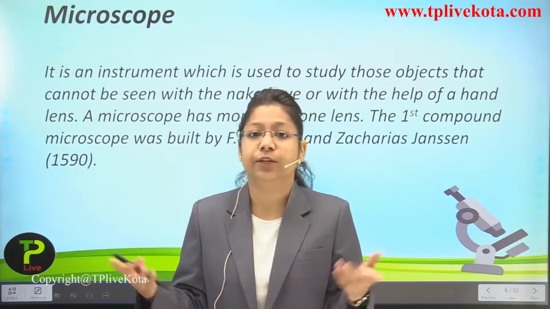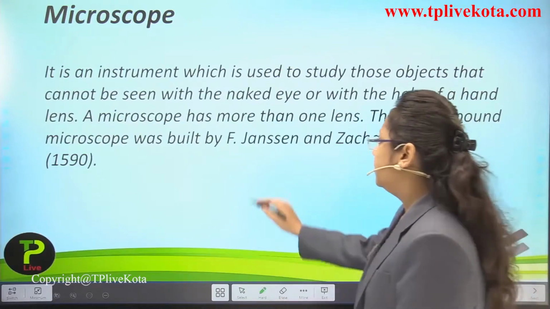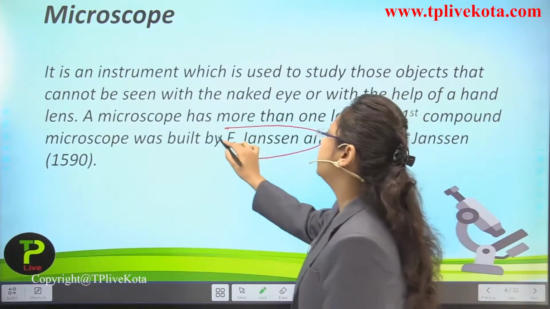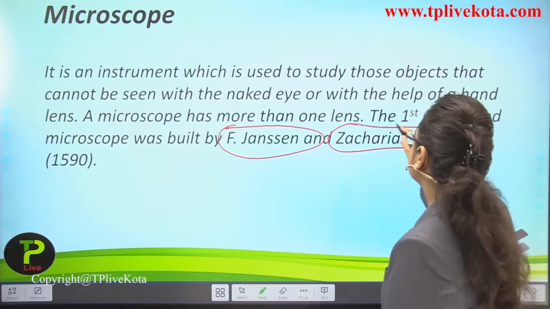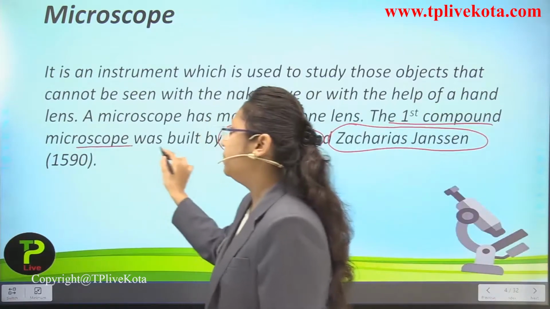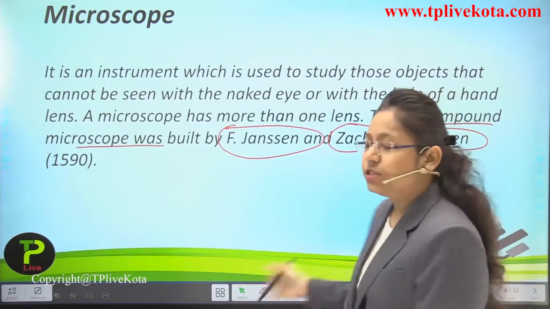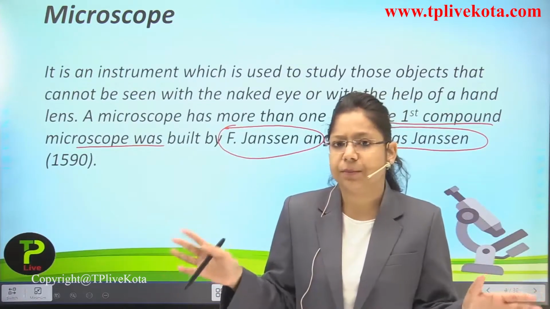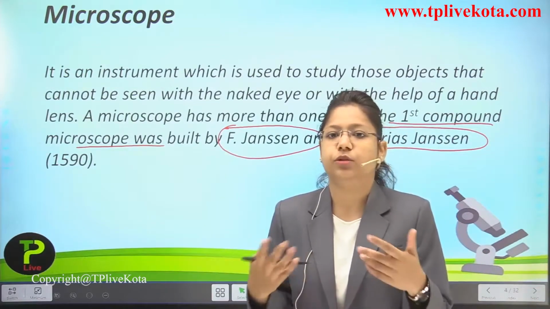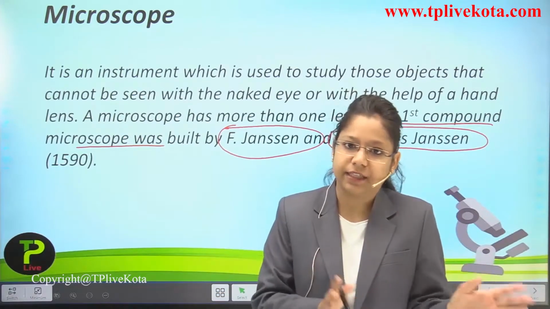First we have to see who discovered it. So the names are written over here. The discoverers were F. Jensen and Zacharias Jensen. The first compound microscope was built by both of them, F. Jensen and Zacharias Jensen, in 1590. So you just have to remember the name of the scientist as well, that who discovered the first compound microscope, F. Jensen and Zacharias Jensen.